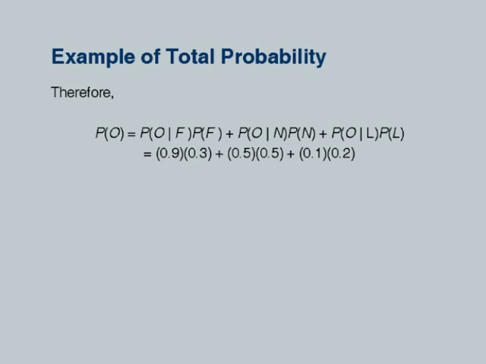So, this is just a summation rule, and of course, you can understand that instead of considering these discrete three events E1, E2, E3 or F, N and L, if we consider the events to be continuous in a continuous sample space, instead of summation, we will do an integration of the conditional probability times the individual probability of those events. I think that concludes today's talk.